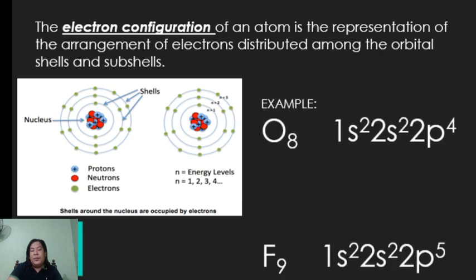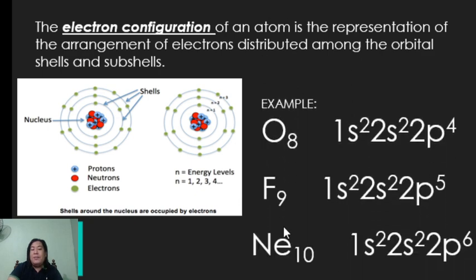I have here three examples of elements and their electronic configuration. We have oxygen with atomic number 8, fluorine with atomic number 9, and neon with atomic number 10. The atomic number of the element, you can locate that in your periodic table. In a neutral atom, the atomic number is always equal to the number of protons. And if the atom is neutral, the protons are also equal to the number of electrons. So basically, atomic number also equals the number of electrons in each given element, in its neutral form.